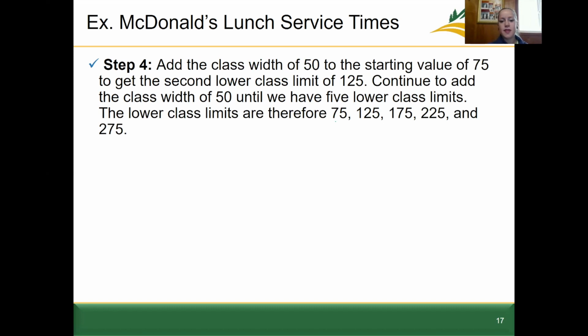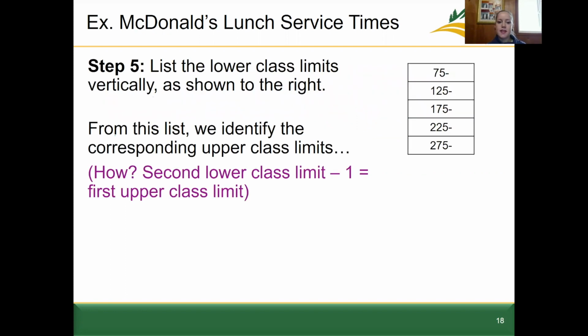Okay, so we start out with 75 as our first lower class limit because it's below the lowest value of 83. And we didn't want to work with 83. It's not that convenient of a number. We already calculated our class width. Now we're going to add 50 to get 125. And we'll continue to add 50, which is our class width, to each of these lower limits to get the next one. Step 5, list the lower class limits vertically as shown to the right.